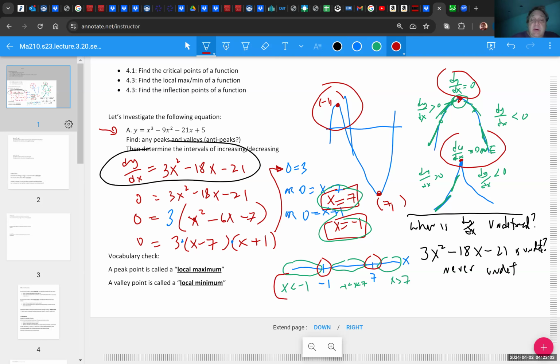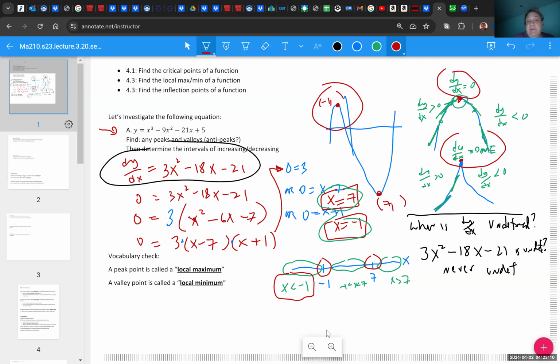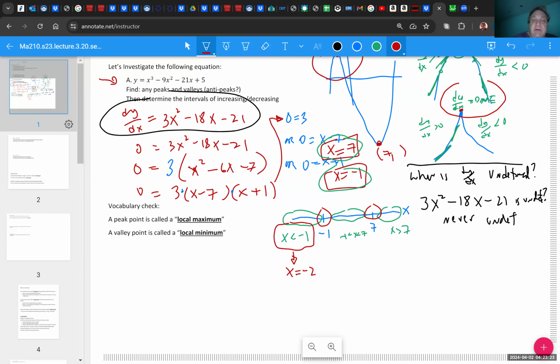So let's take a number that is less than -1, and let's see if it's increasing or decreasing at that particular point. What tells you increasing or decreasing? The derivative tells us increasing or decreasing. So you can take any number you want. I'll just choose something like -2. That seems to be an easy number to plug in. And I'm going to take the derivative, and I'm going to plug in -2. And the derivative is this equation up here again. So it's 3 times -2 squared minus 18 times -2 minus 21.